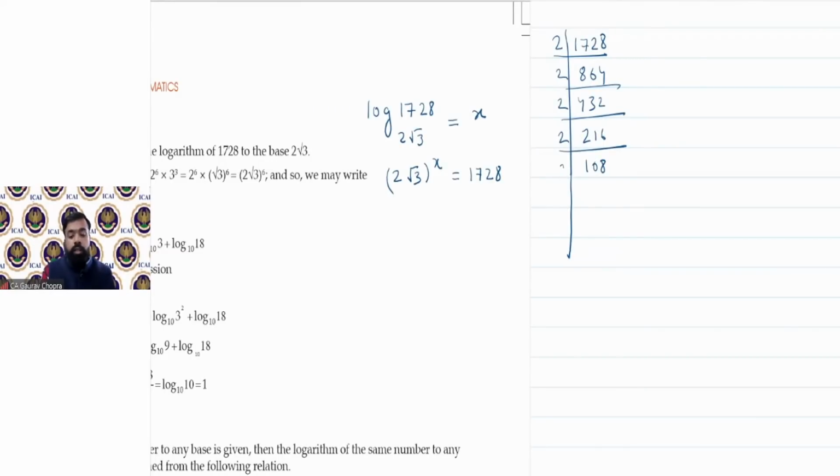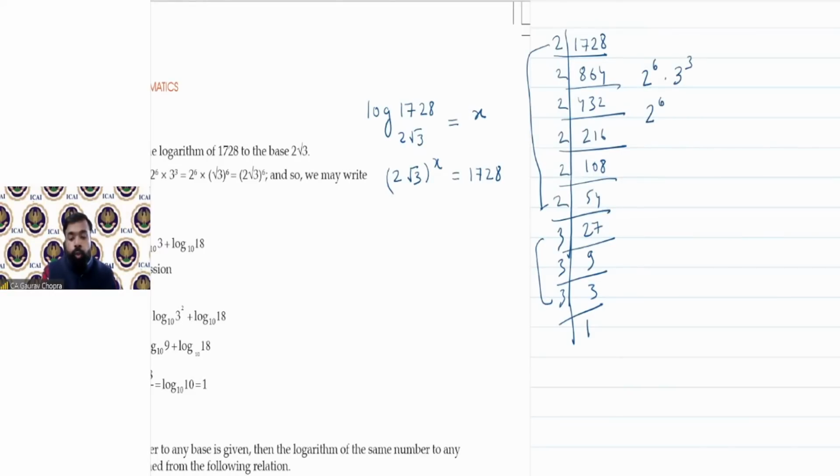108. Then again with 2, 54. Then 2, 27. 3, again 3, and one more 3. So we are getting 2 to the power of 6 and 3 to the power of 3. So it can be written as 2 to the power of 6 and root 3 to the power also 6. So therefore, we will be writing (2 root 3) to the power of 6.